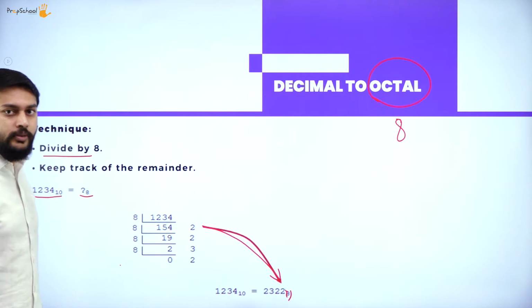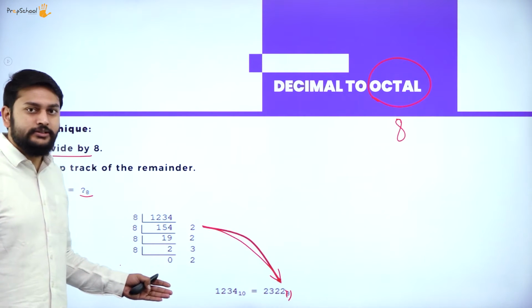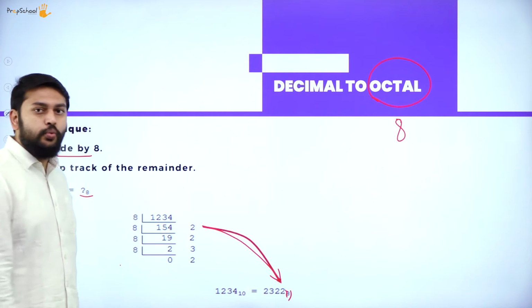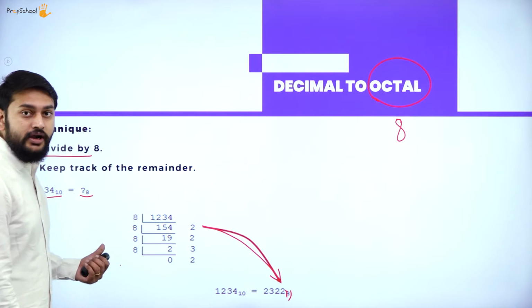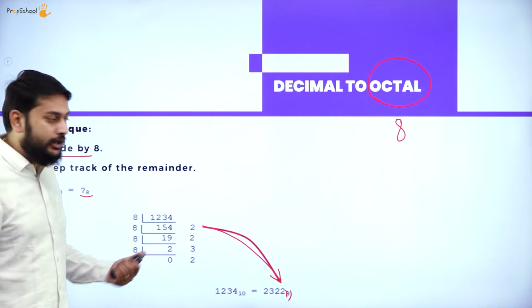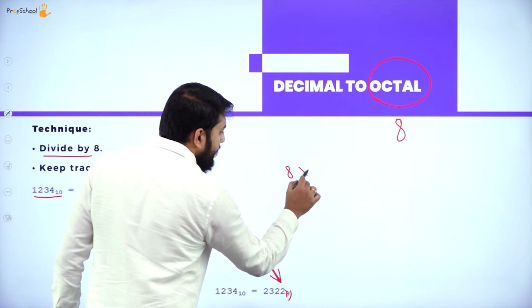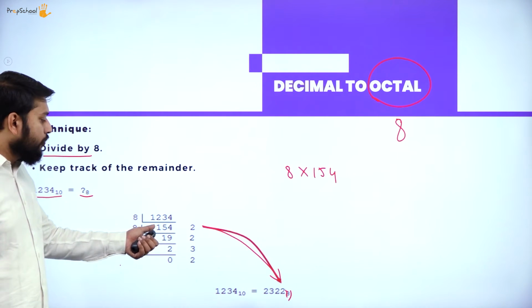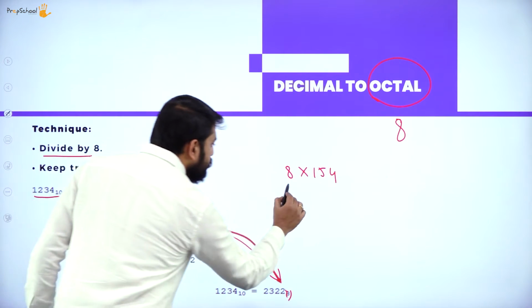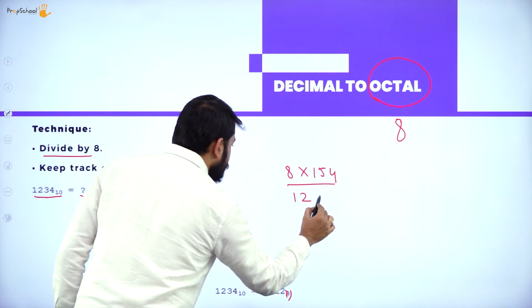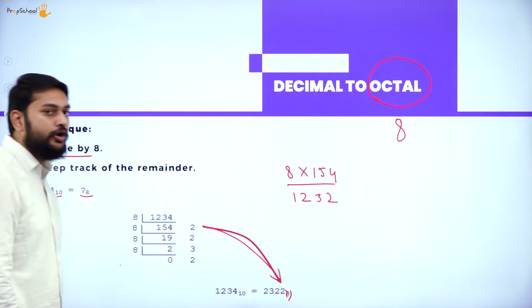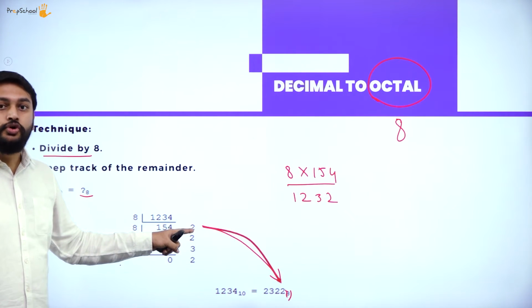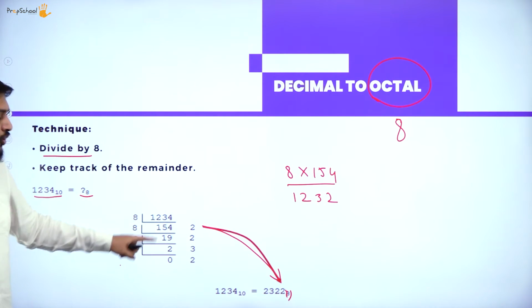Some of you will ask me, sir, how did you get this? Yes, let's try and solve this. I have this number 1234. Suppose I divide it by 8, so 8 into 1234 if I write this. What will I get? I will get 154, and the remainder is 2. That's why I'm writing 154.